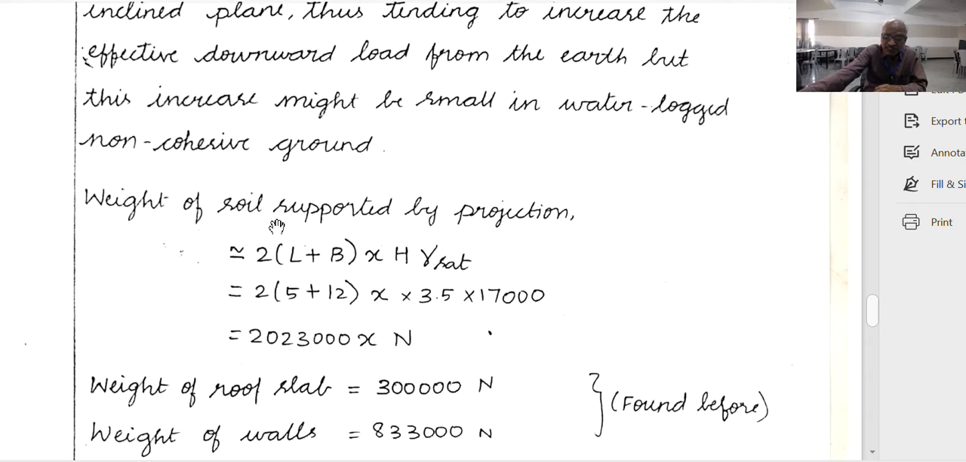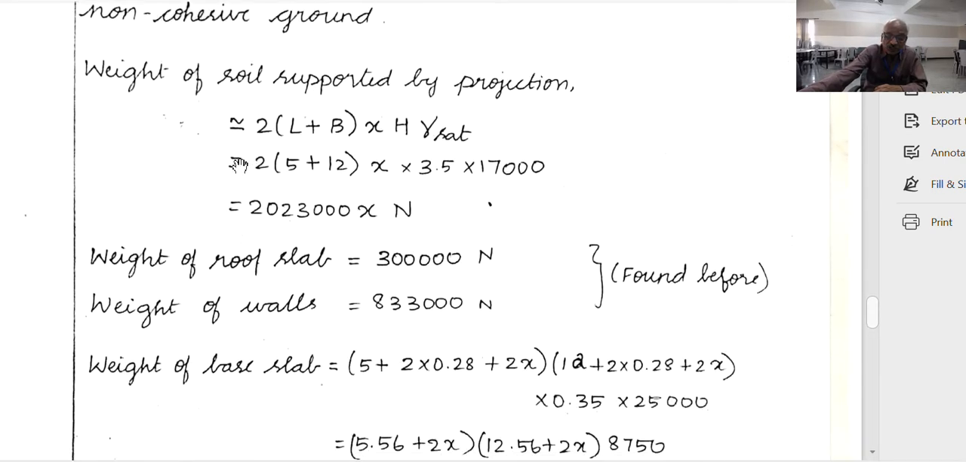Now, weight of soil supported by projection. Weight of soil supported by the projection is equal to the circumference, which is 12 meters, 5 meters, 12 meters, 5 meters. So total length, that is 12 plus 12 plus 5 plus 5, is the total length. In the width, x is the projection. So that length into the width is the area. X is the projection, right? Into h, 3.5 meters is the depth of the soil, into 17,000 is the unit weight of soil. So 2023000 into x newtons.